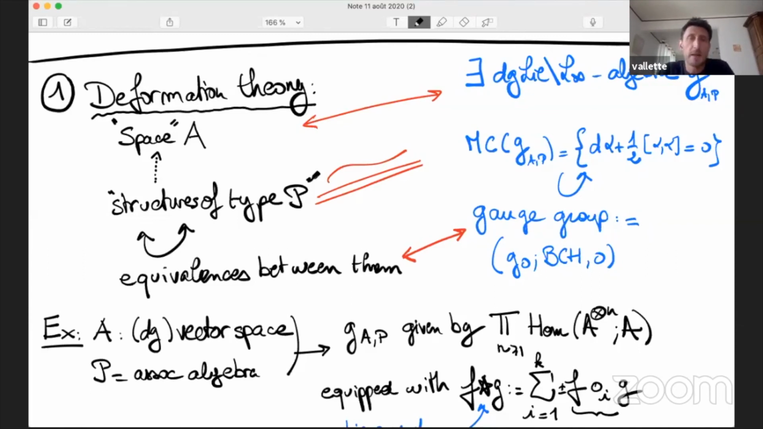Okay, so it was realized by many people over the last century that very often in characteristic zero, of course, there exists a differential graded Lie algebra or an L-infinity algebra, which from the homotopical point of view, these two notions are equivalent, since the operad L-infinity resolves the Lie operad and both have the same homotopical properties. So associated to the space A and to the structures P.